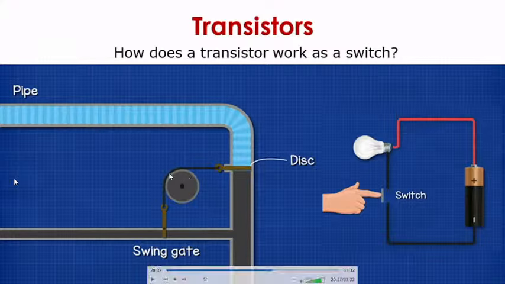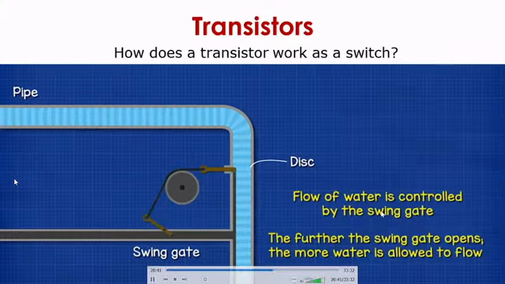So we have to have some mechanism to automate this. Like how this transistor will work as a switch, we are referring to this as an example circuit. I'm just using this water pipe example as an analogy.